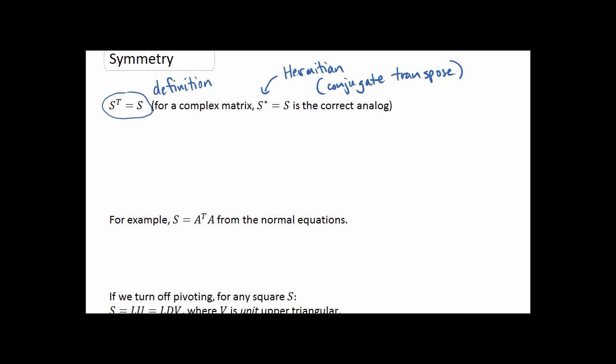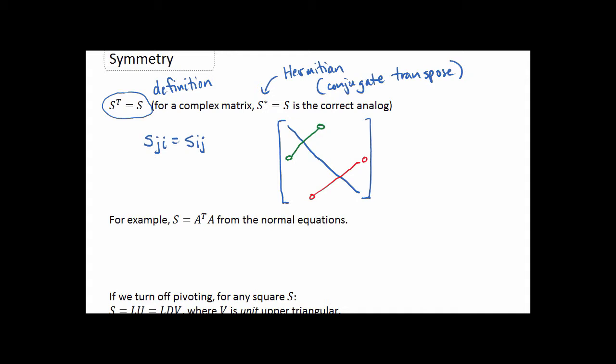Now, another way of looking at symmetry is if you think about the elements of S, the symmetry condition means that S_ji is equal to S_ij. Or if you think about it in terms of just looking at the matrix, we have this main diagonal, and symmetry tells us that if you choose entries that are symmetric with respect to that diagonal, then they're the same number. So those green numbers would have to be the same, these two red numbers would have to be the same, and so on. So that's sort of a visual picture of what symmetry means.